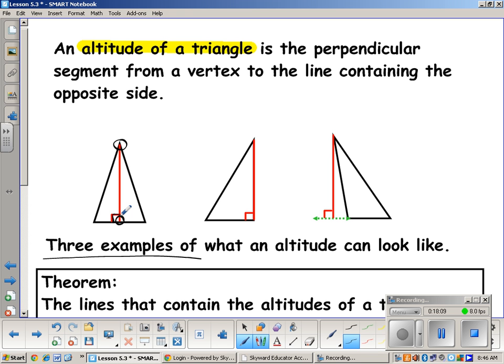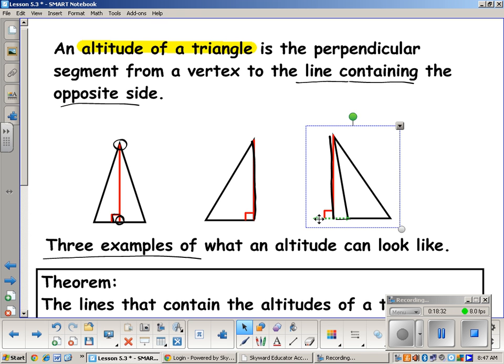Another one could be a side of the triangle. Could be the side right here. And another one could be dropped down so that it's outside, and you notice it's an extension of that line. So that's why this says the line containing the opposite side. It may not actually touch the opposite side. It will just come to the line that contains that opposite side. This green dotted line contains that entire side in it. Okay? So it contains that whole side. So 3 examples there.